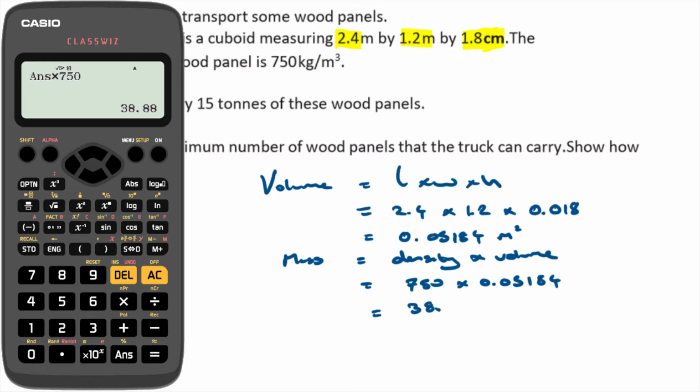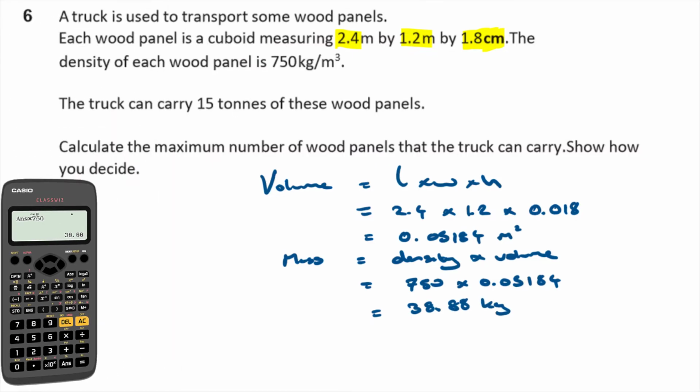So they weigh 38.88. What are the units? It's going to be kilograms per panel, isn't it? Almost 39 kilograms per panel. Okay, so the truck can carry 15 tons. Now this is a metric ton when it's written like this, and a metric ton is 1,000 kilograms. So this is actually 15,000 kilograms. So how many panels that weigh 38.88 fit into the carrying capacity of the truck?